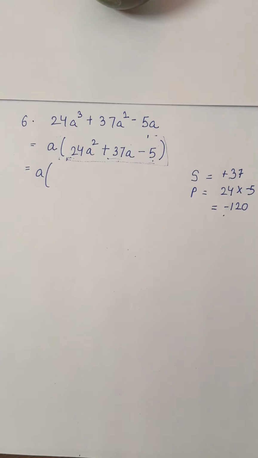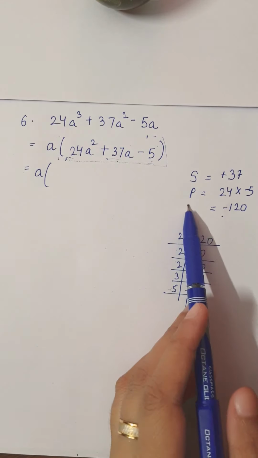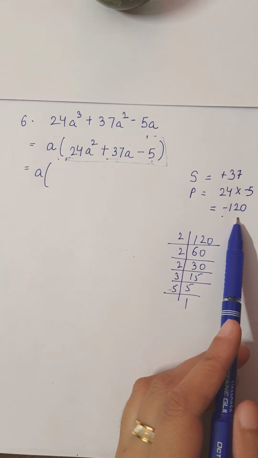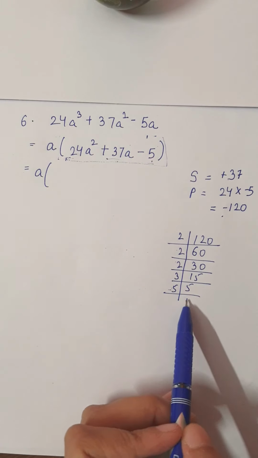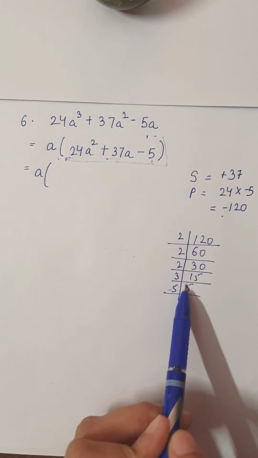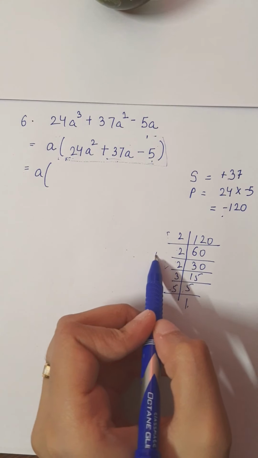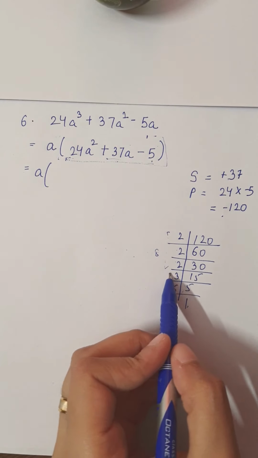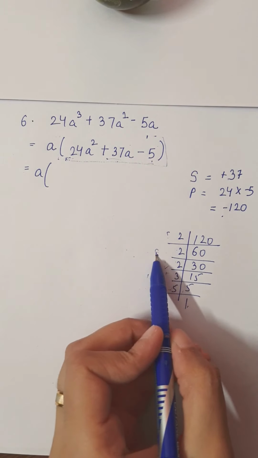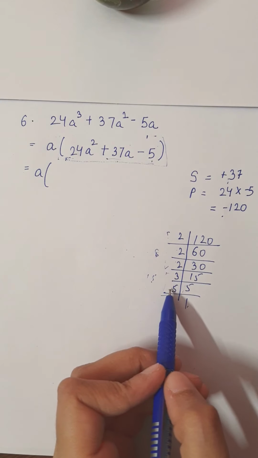So pause the video for a while and do it yourself. Whenever the product number is greater and you cannot think of the factors, we go by prime factorization. Now only these numbers are going to help me. Let's try. This will be 8 and 15. 15 and 8 will never give me 37 as a sum. Let's try with something else.